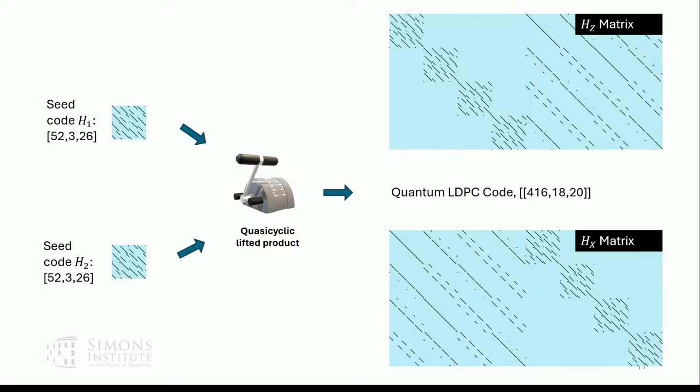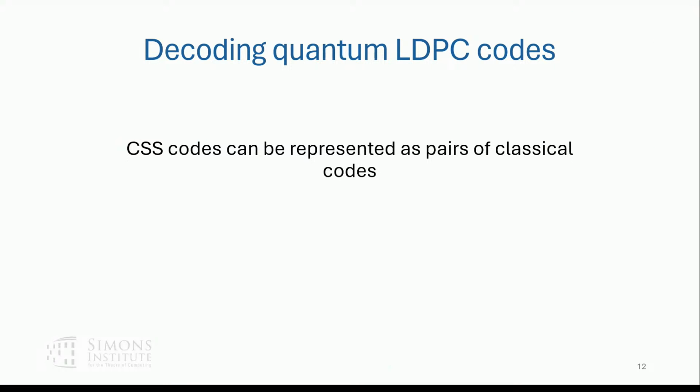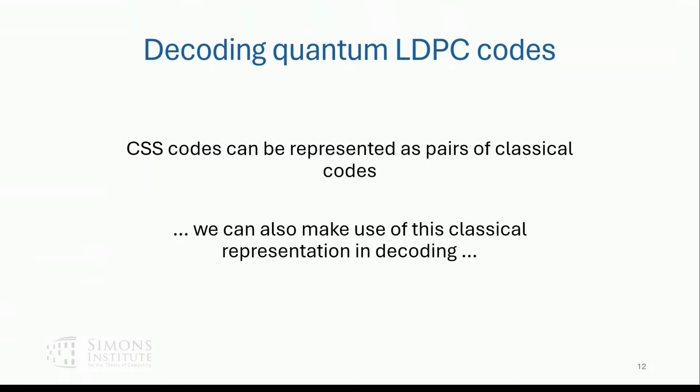And there are two things I want you to note about this. First of all, the HX and the HZ matrix are somewhat bigger. In this case, we've increased the number of bits necessary by a factor of about 8. The second thing to notice is that the HX and HZ matrices are still sparse. So they're still LDPC codes, and can, in principle, be decoded using any existing classical technique.